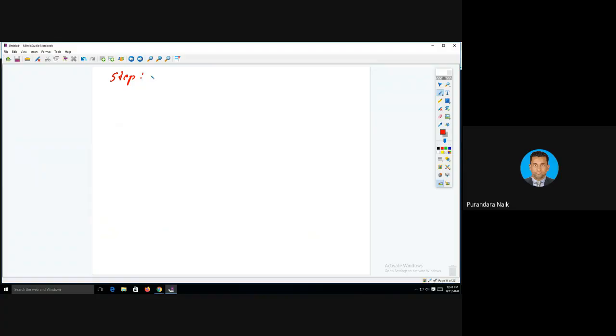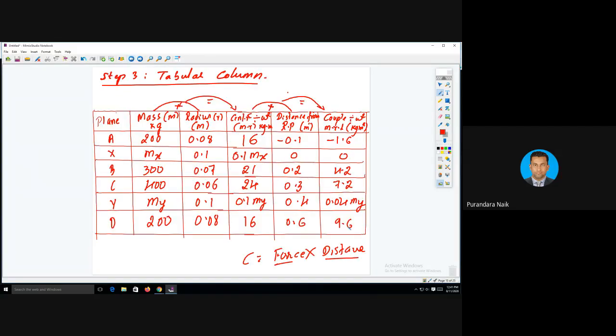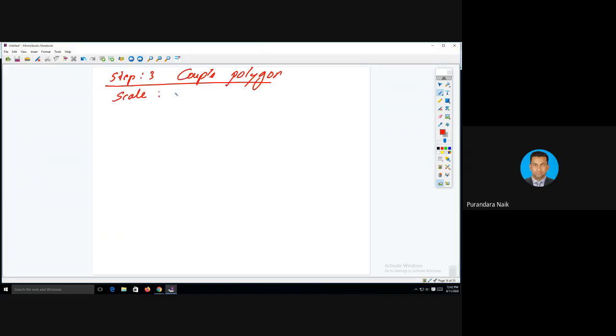Step 3, couple polygon. Before drawing the couple polygon, you need to take a proper scale. Here, if you see the tabular column, the maximum value is 9.6. You can take a 1:1 scale, because 9.6 centimeter is fine. That is, 1 centimeter is equal to 1 kg meter square. Okay, next one. We have taken a scale. Now we need to draw the couple polygon.